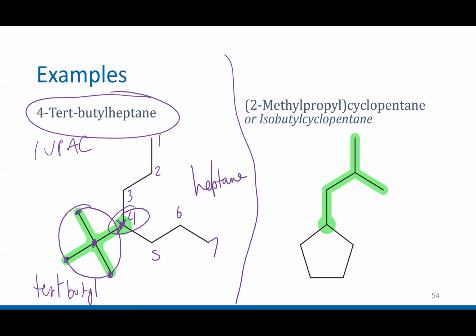Okay, last one. So obviously this would be number 1. We always start at number 1. This, because it has 5, would be cyclopentane.